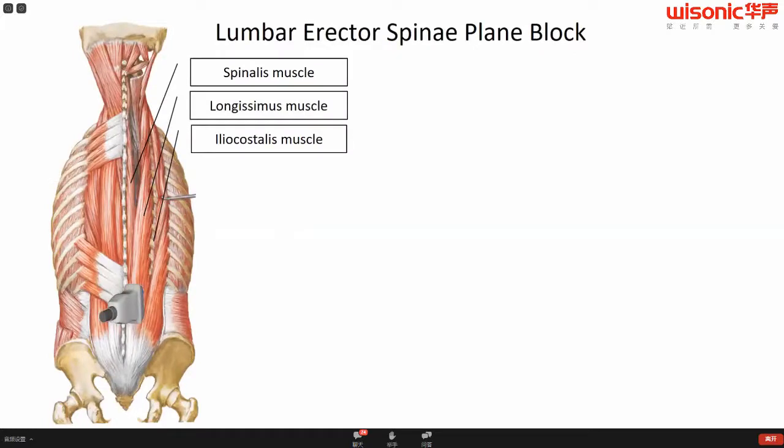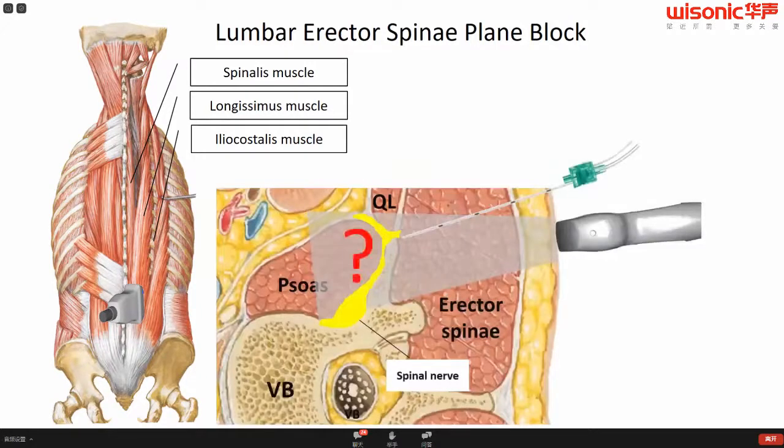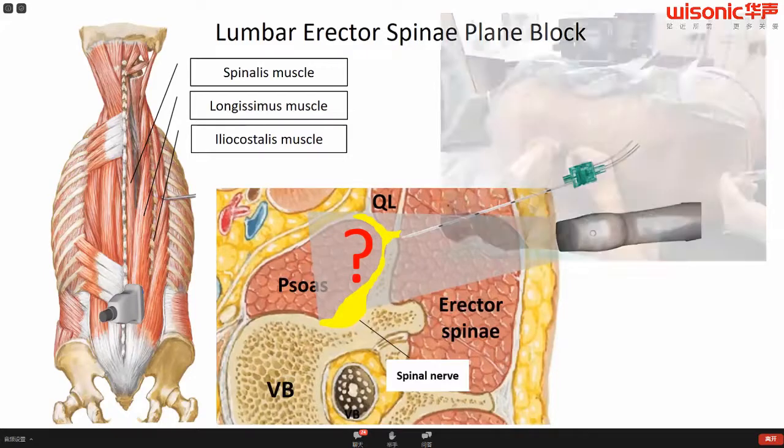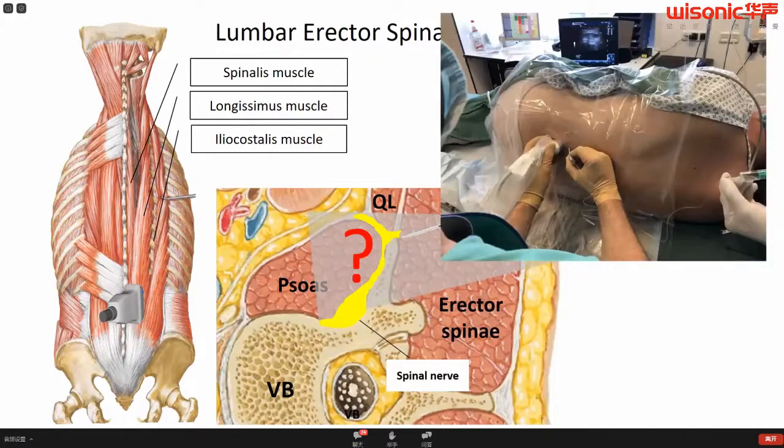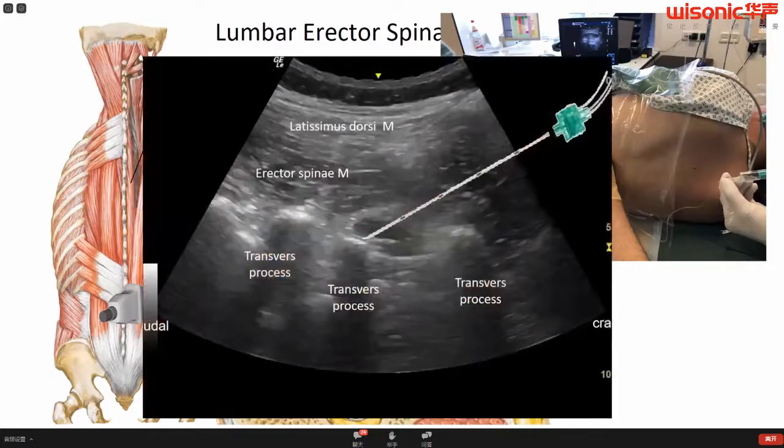Erector spinae plane block can also be done in the lumbar area. For this area, you need a convex probe because it's a deeper block. You advance the needle to the transverse process and you inject your local anesthetics to block the lumbar nerves of the lumbar plexus. This is an example of the patient in the lateral position. And this is the ultrasound picture that you can expect.